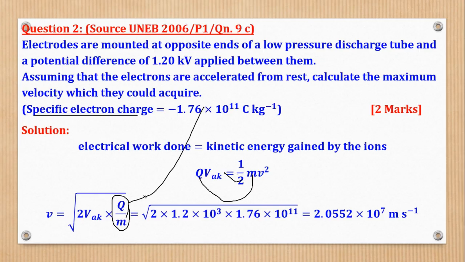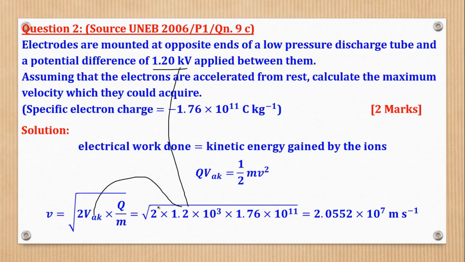Then take this to this side to give you 2 times V.A.K. Then because it is a square here, we shall put a square root. And in that we shall have made V the subject. Now next is to substitute. This was given V.A.K. Then this one is what we put here under the part of Q over m.